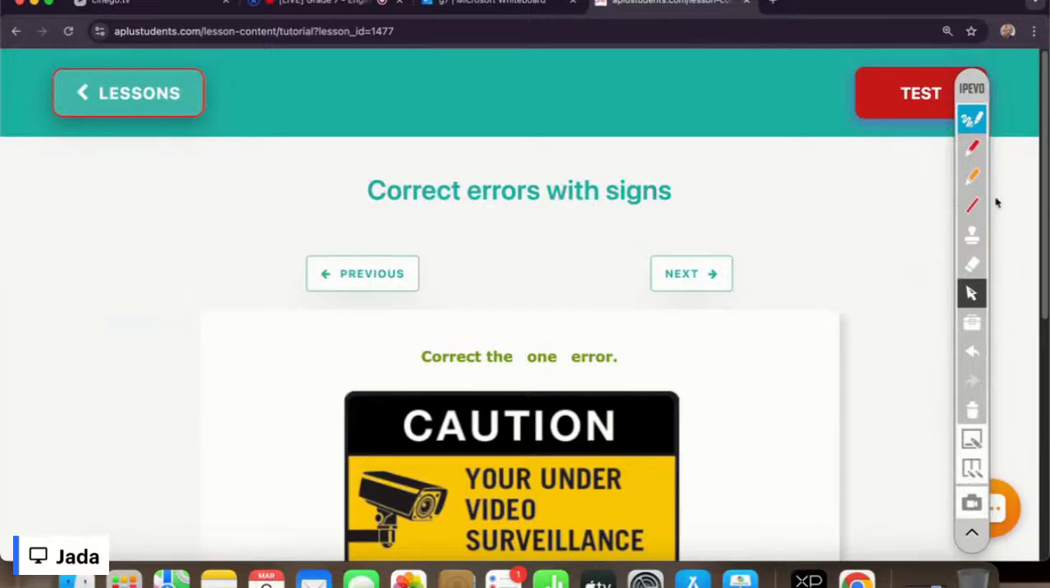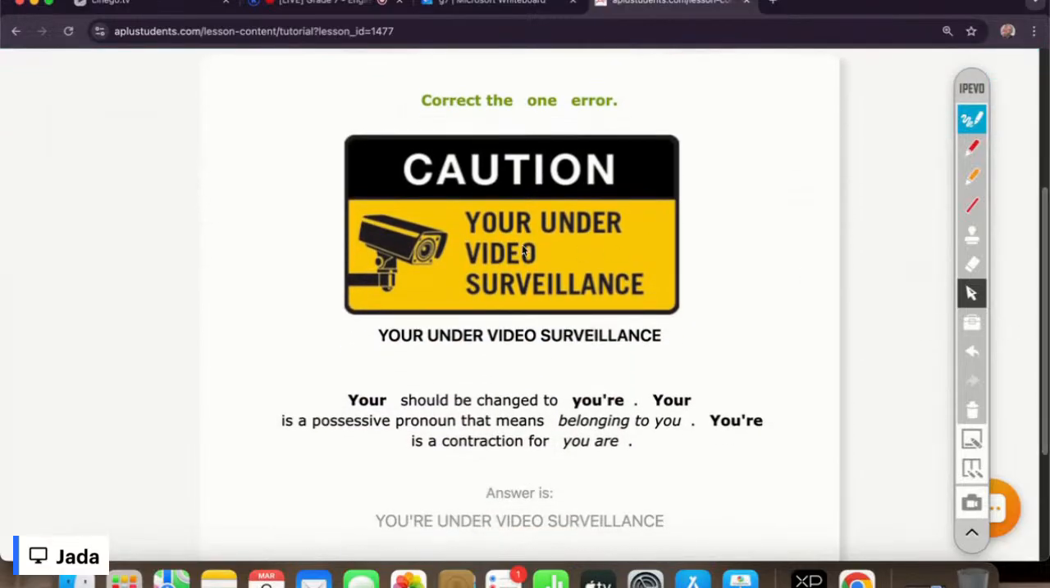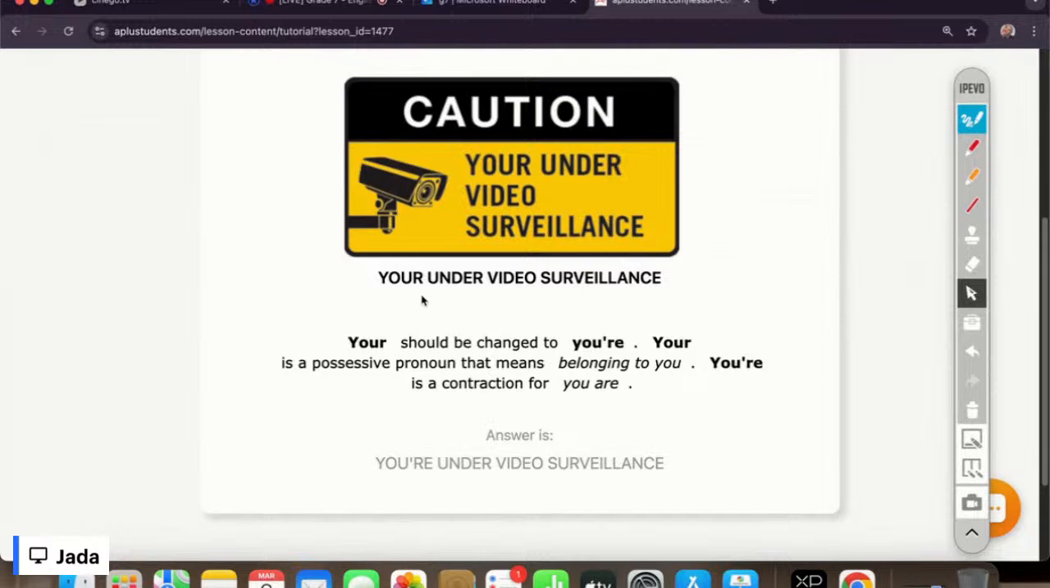All right. So we have correct errors with signs. Now we have the sign over here, and there's an error on the sign. You would have to correct the error that you can see on the sign. Okay, so we have caution, your under video surveillance. Now, it's very wrong here. It is not correct. It's the error. Okay, your should be changed to you're.